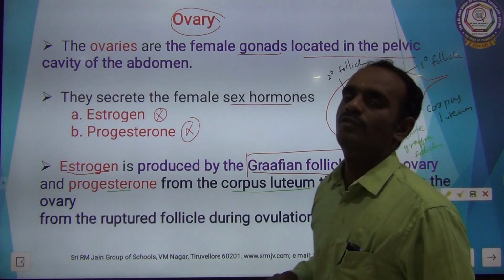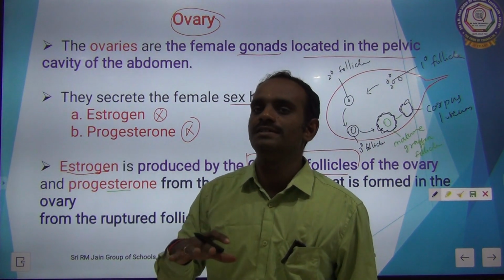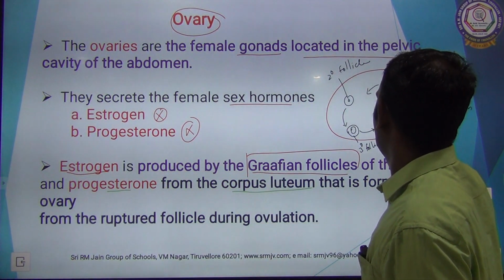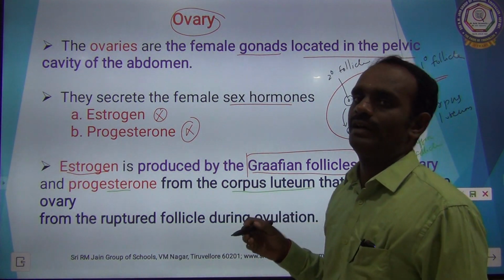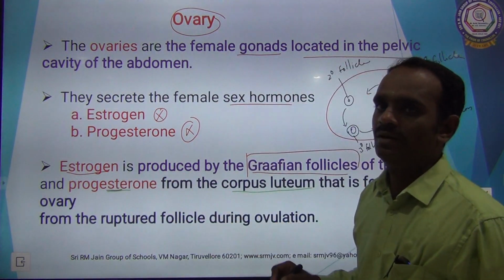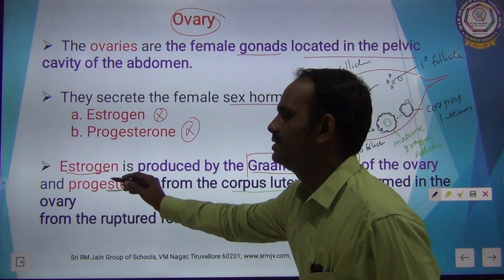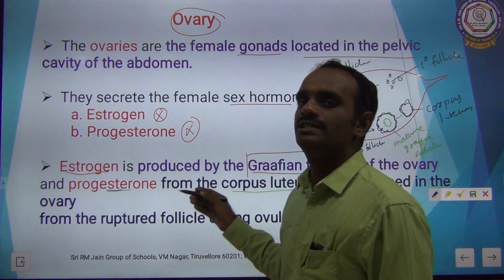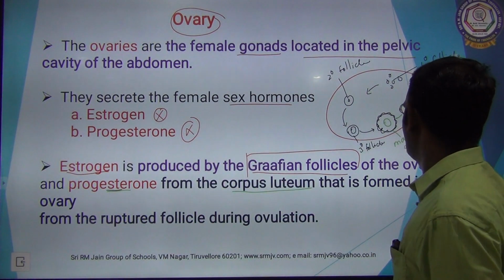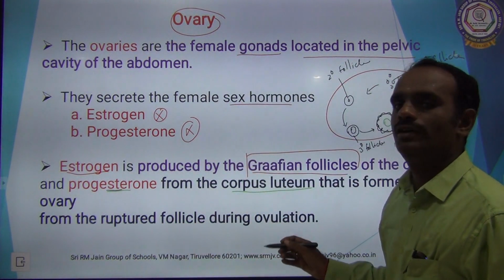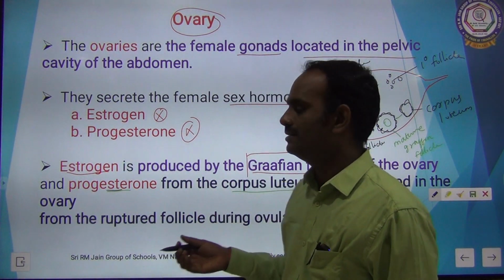Once the ovum is released from the Graafian follicle, it is empty. Now it is changed into corpus luteum. This is a temporary endocrine organ. So this corpus luteum secretes a hormone called progesterone. Once again I am telling, estrogen is produced by the Graafian follicles, while the progesterone is from the corpus luteum that is formed in the ovary after the rupturing of Graafian follicles during ovulation. Clear?